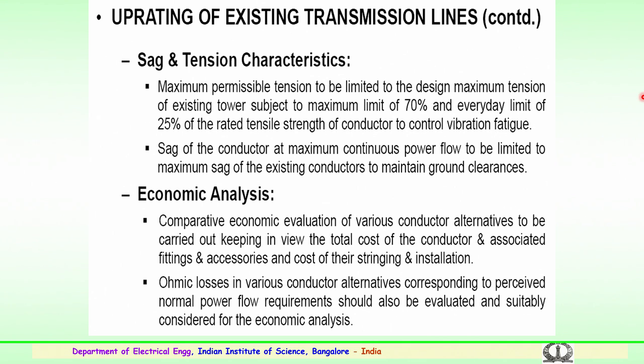Here, a comparative economic evaluation of various conductor alternatives is to be carried out, keeping in view the total cost of the conductor and the associated hardware or accessories, and the cost of the entire stringing and new installation. The ohmic losses which could occur in various conductor alternatives, corresponding to the perceived normal power flow requirements, should also be properly evaluated, and suitable considerations are to be made for the economic analysis.